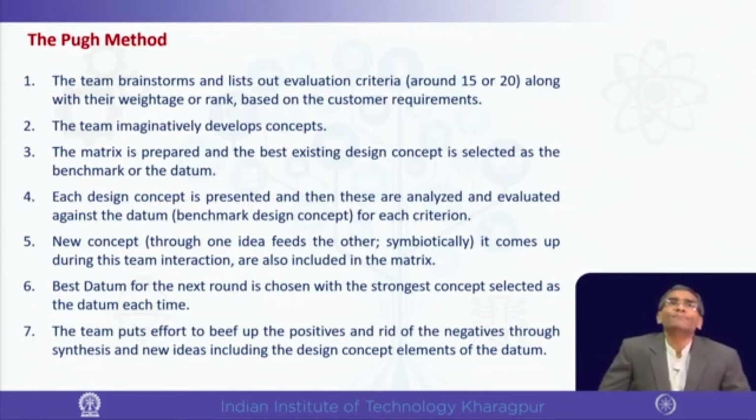What is the method? First, as we have talked about the team, the team brainstorms and lists out evaluation criteria, say about 15 or 20 criteria, it may be less or more, and their importance or weightage or rank, as we call it, based on the customer requirements. As customers consider them the important criteria and how important they are, etc. Then the team creatively or imaginatively develops the concepts, various concepts. We'll just see what the concepts are.